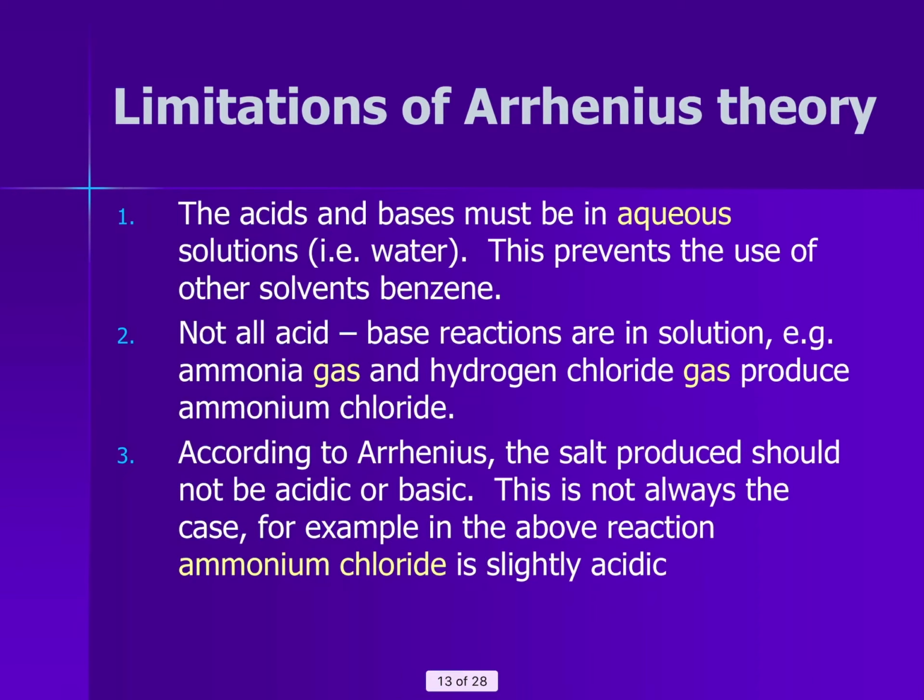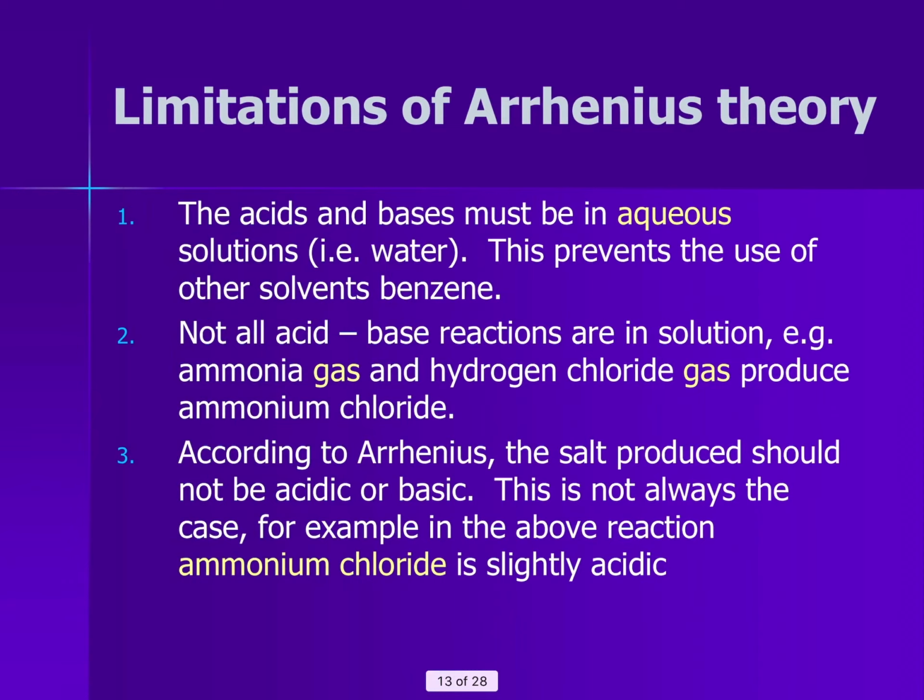Now, the other thing you need to know is some shortcomings or some limitations with Arrhenius' theory. So the first thing that you need to say is that Arrhenius said that for acid-base reactions, they have to happen in water. So he kind of over-relied, I suppose, on the dependence of water. So that would have eliminated any acid-base reactions that happen in other solvents like benzene or ammonia, for instance.